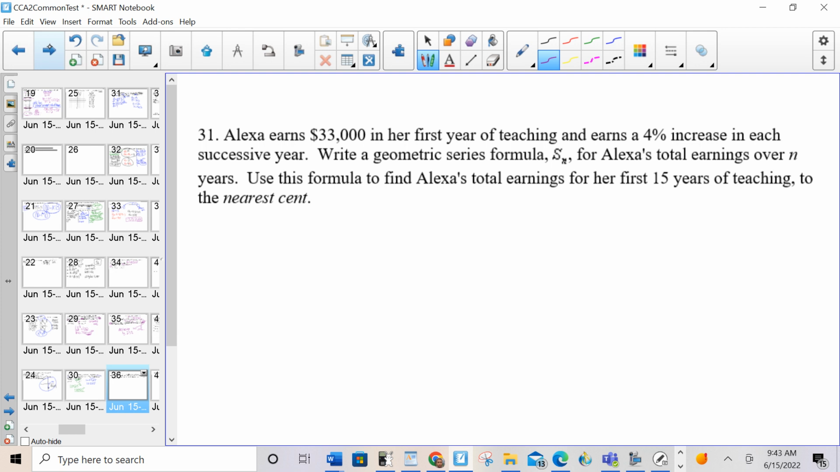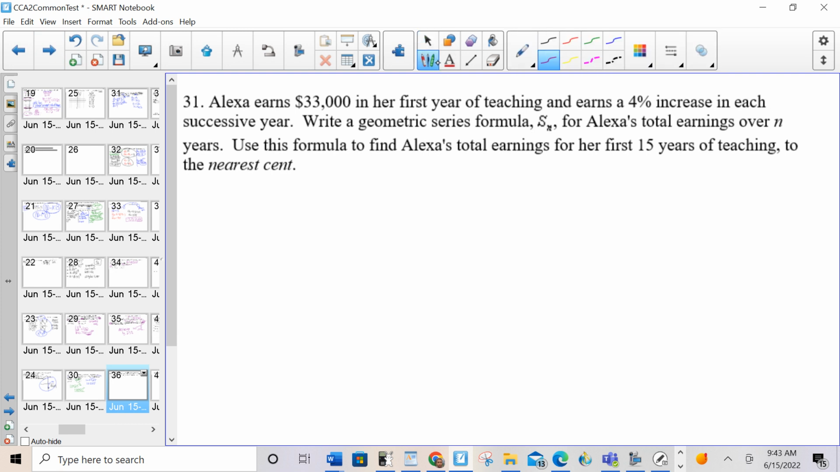Alexa earns $33,000 in her first year teaching and earns a 4% increase. I can't tell you how many times I've done this question or similar questions with my students. You need to know what to do when you see 4% increase. First off, you need to make that into a decimal by dividing by 100. If you are increasing or decreasing by a percent, you are adding or subtracting that from 1. So if you're increasing by 4%, it's 1 plus 0.04, which is 1.04.